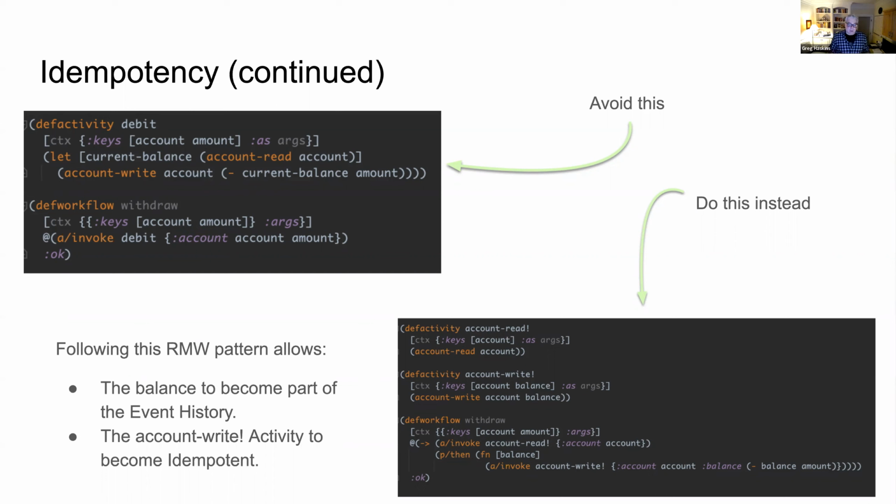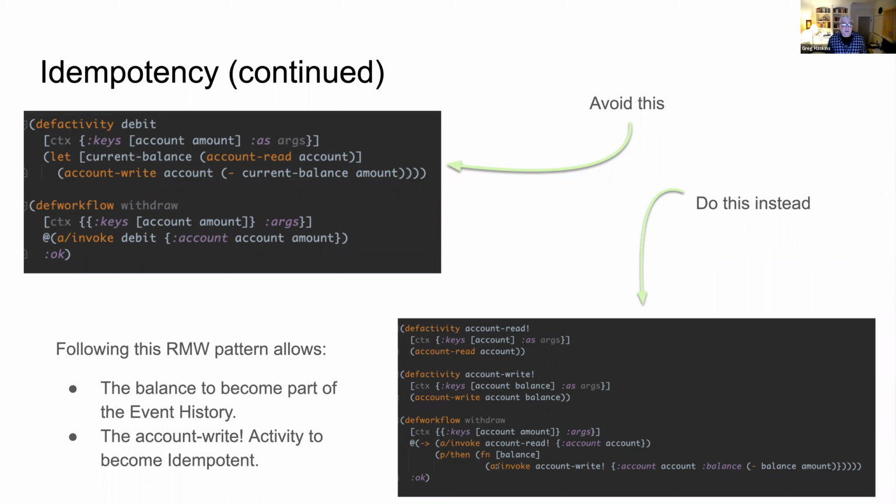You can very easily work around this by slightly restructuring the code to what I did in the lower right-hand side. In this case, I'm using two activities, one for the read function, one for the write function. And now you can see me using the promise chaining here. I'm invoking the account read, and the result of that read then becomes part of the durable event history, right? So let's say I'm doing a withdrawal of $100 and my current balance is $1,000. When I do the read, the $1,000 balance becomes part of the event history.